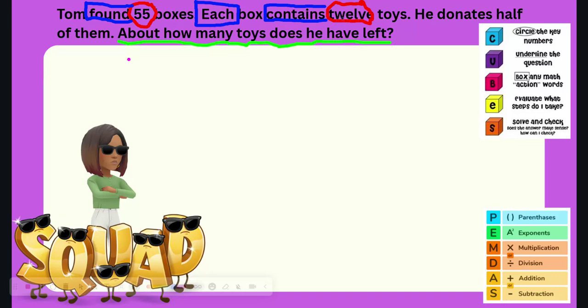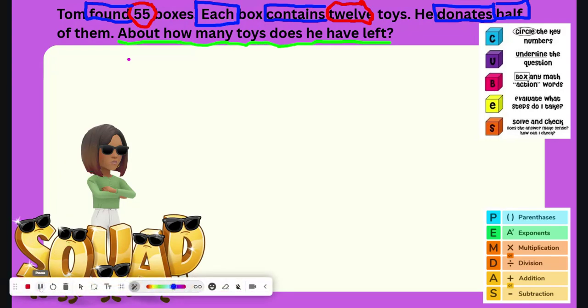Next sentence, he donates half of them. Write down the word that you think is important, and then let's come back and talk about it. I am going to box in the word half. That is important. Not only the word half, but donates. Because when you donate something, that means you are giving it away. So he's going to donate half or give away half of them. Then the last sentence is our question, so we don't have to box anything there.